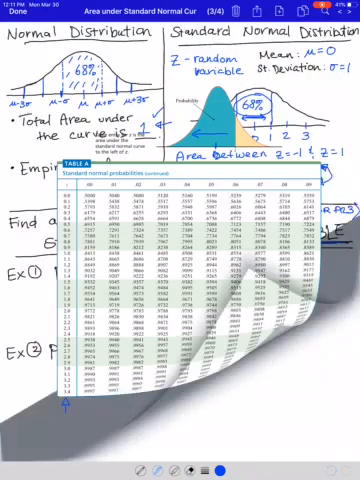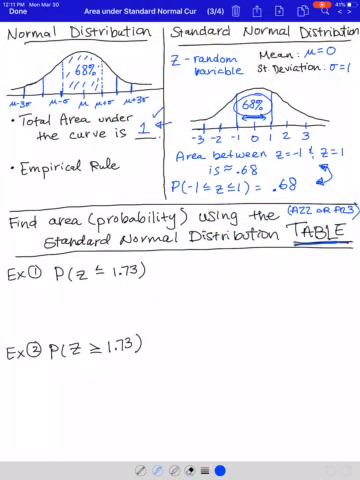So now, let's look at this example here. We are going to find the probability that z is less than or equal to 1.73. If I were to just draw a picture of this, here's my normal curve. It's the standard normal curve, so 0 is in the middle. 1.73, that's maybe over here somewhere. And what we're doing is finding the area to the left of 1.73. That's what we mean by z is less than or equal to 1.73.